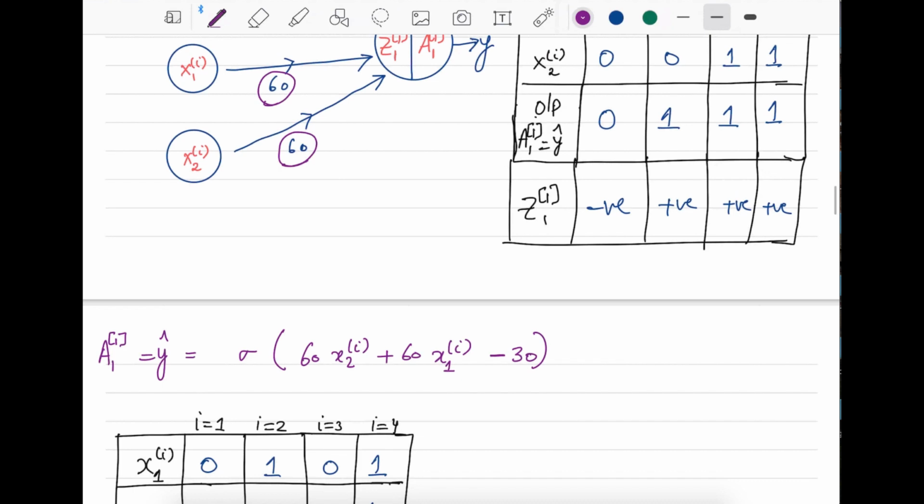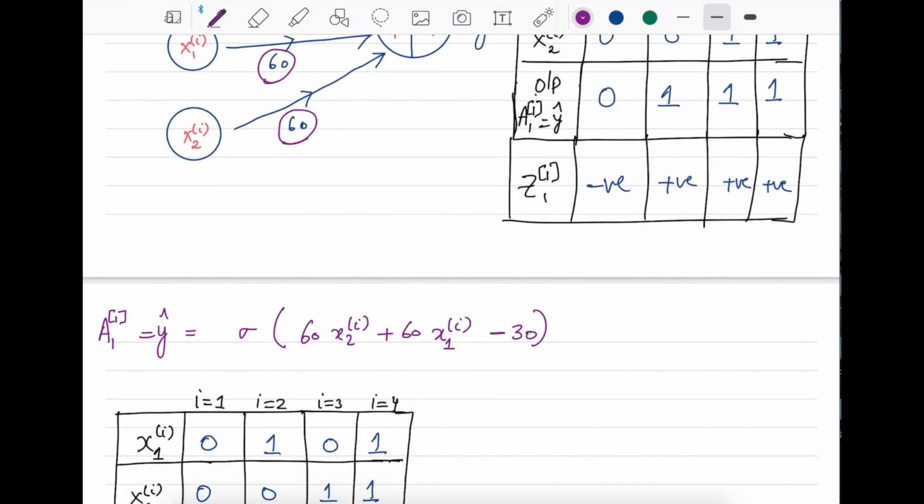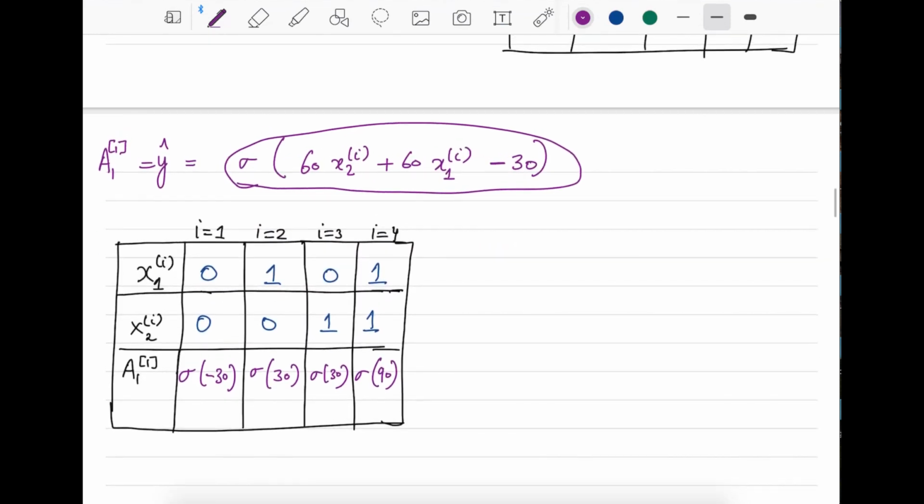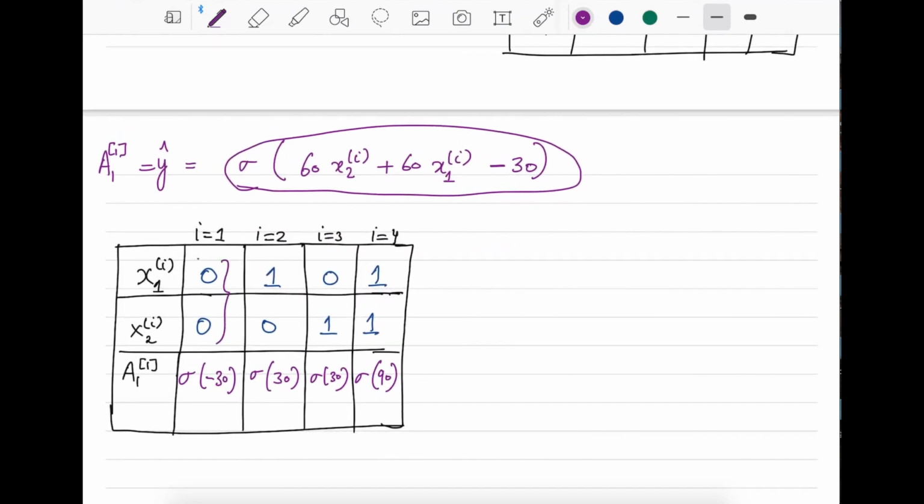Once that is done, you can plug it into the value of y hat, which is this one. Now when you put in the individual values of the xi's, you will get sigma as minus 30 here. In this case you will get plus 30, in this case plus 30, and in this case plus 90. We have already discussed that for this case the output will be 0, for this case the output will be 1, this case 1, and this will also be 1. So as you can see from the truth table, it is basically realizing an OR gate.